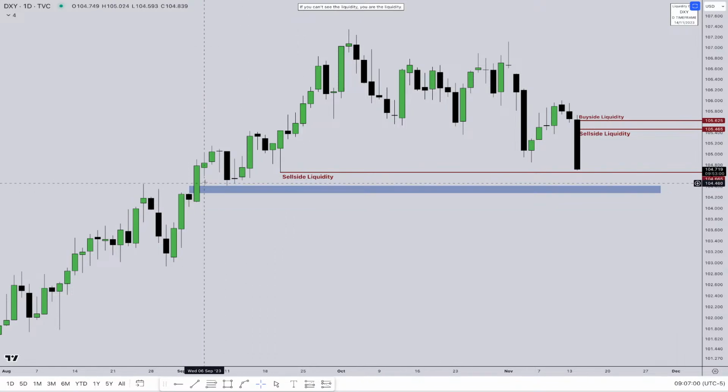How far below the sell side liquidity can price reach to this fair value gap? The high of this candle, the low of this candle, the consequent encroachment, and the two quadrants. Basically, the low of this candle is the sell side liquidity. We have the sell side liquidity here. The consequent encroachment, the high of this candle, which is the low of the fair value gap, and the two quadrants.